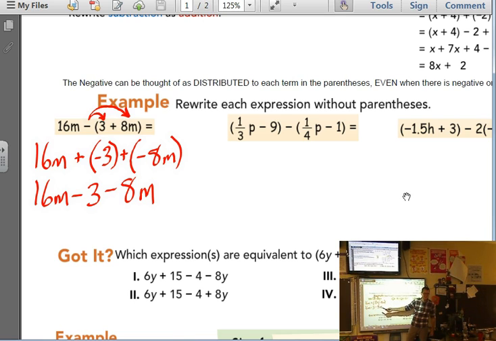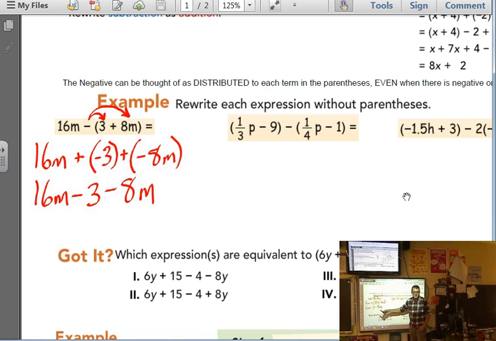Why would you change the 8 to a negative? Because that's still adding. This is applying subtraction to everything in the parentheses. Okay. We are distributing the subtraction. Any other questions? This is weird to understand. I get that. This is hard to get over.